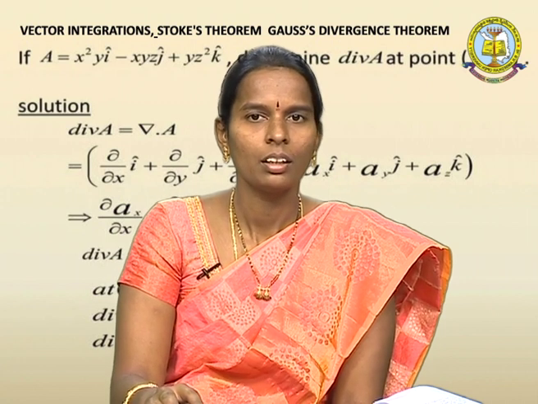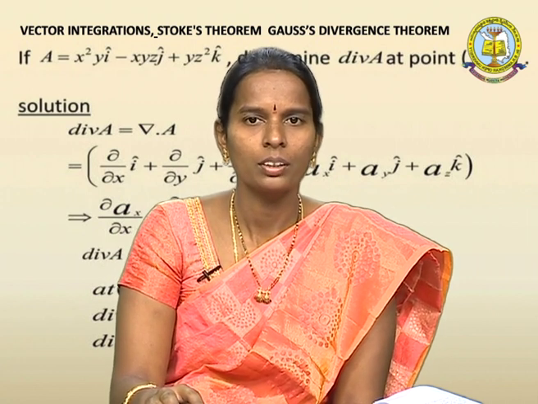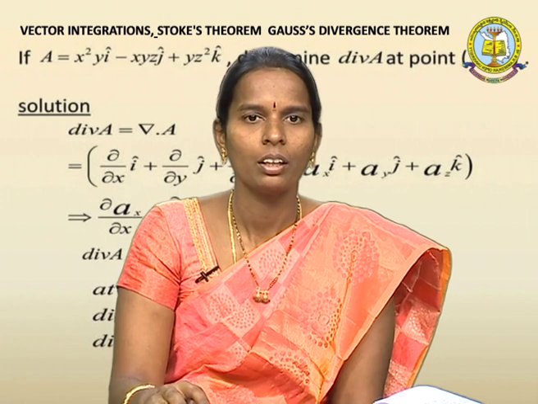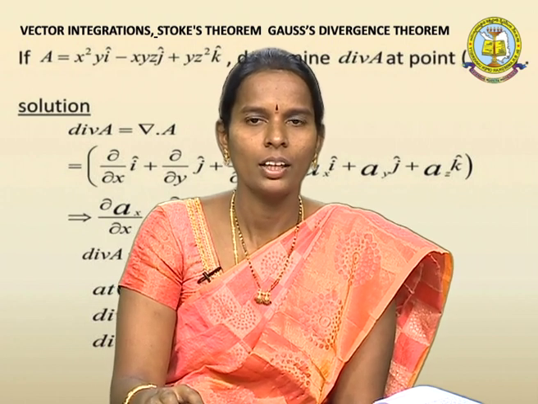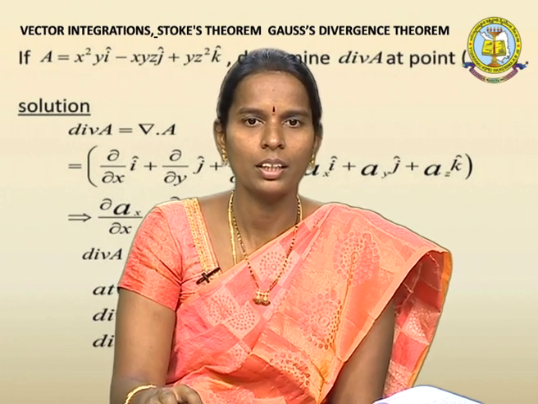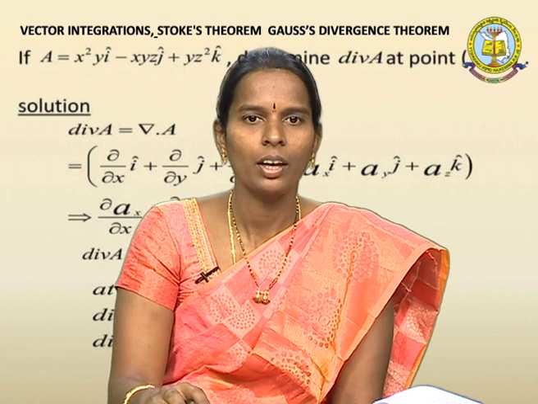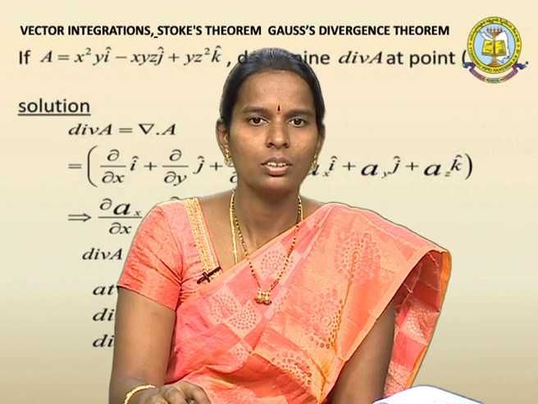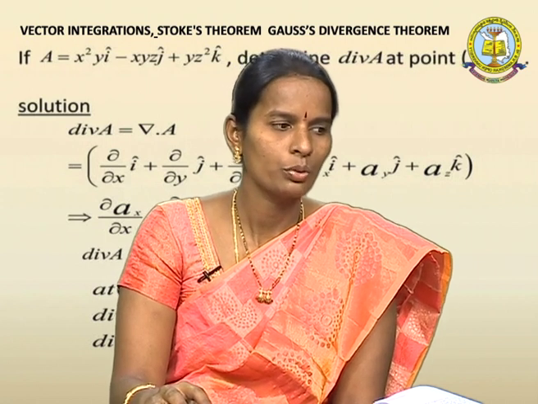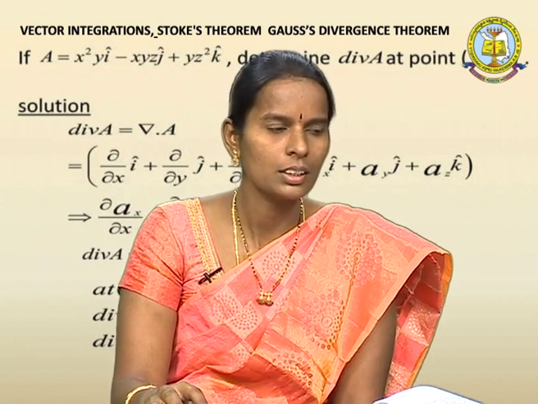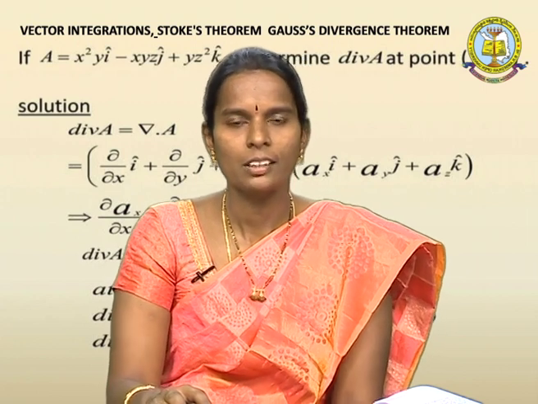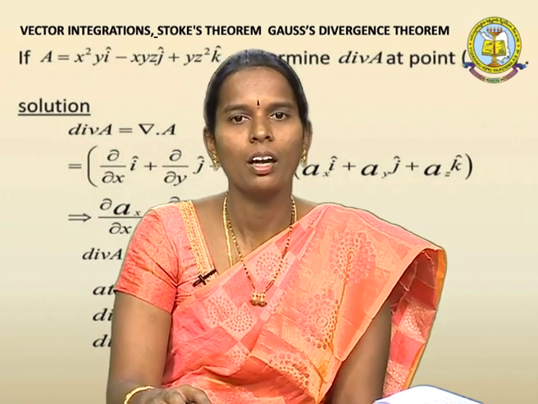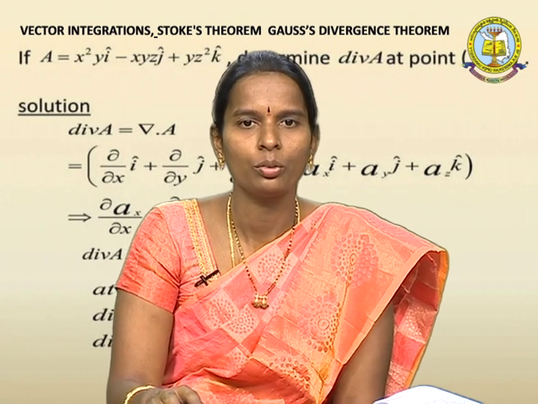Now the coordinate point is 1, minus 2, minus 1. So x is 1, y is minus 2 and z equals minus 1. Substituting these x, y, z values, we finally get minus 12 i minus 9 j minus 16 k. That is the grad phi or del phi value.